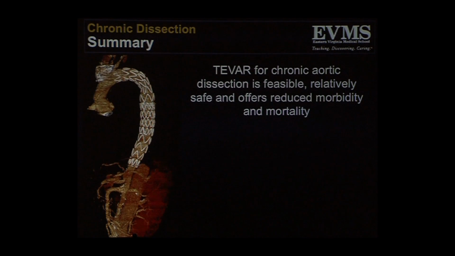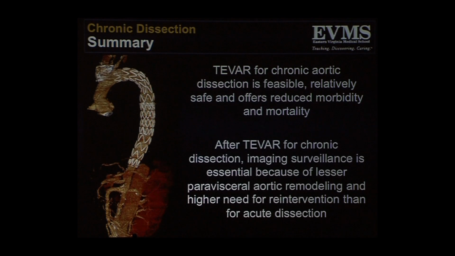So in summary, I think TEVAR for chronic aortic dissection is feasible, is relatively safe, and offers reduced morbidity and mortality compared to the classic open treatment in well-selected patients. Surveillance is essential because you will have lesser remodeling and a higher need for re-intervention.